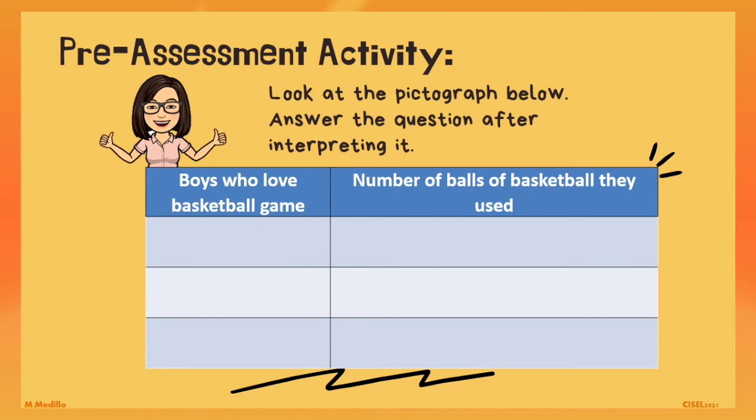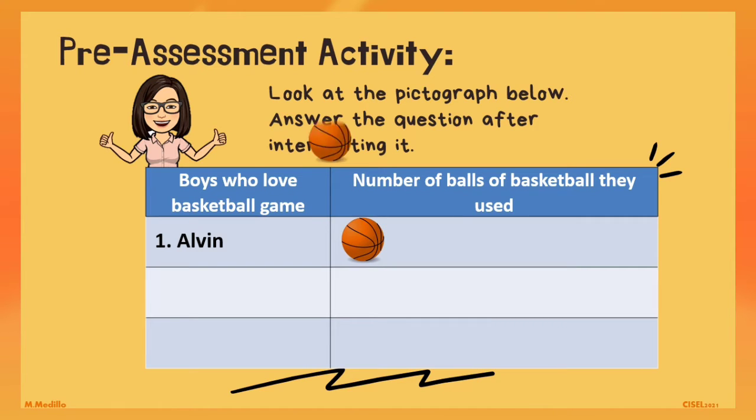Now, let us interpret first the pictograph. This pictograph is divided into 2 columns. In the first column is the list of boys who love basketball games. And the second column is the number of balls they use. Okay, first is Alvin. Let's count the number of balls he used.